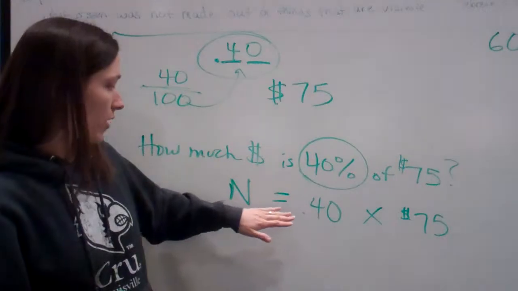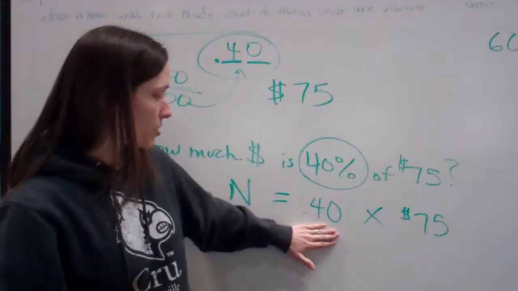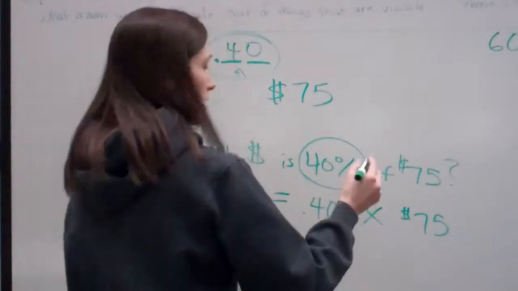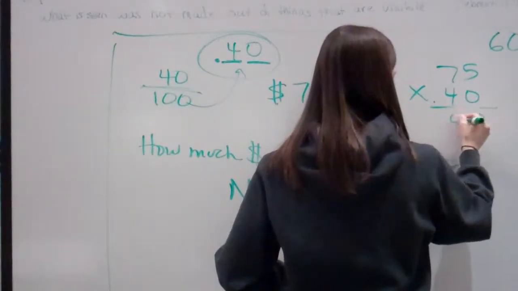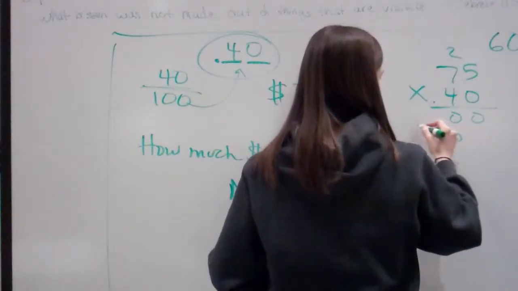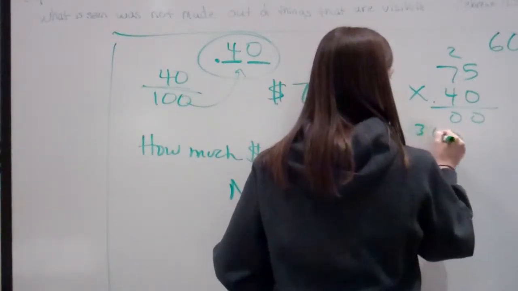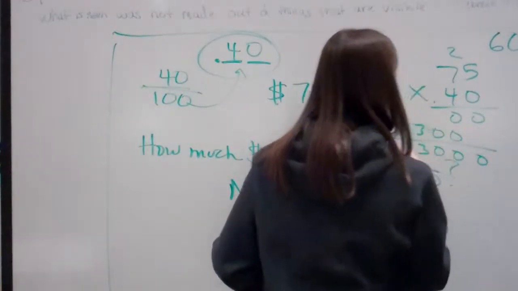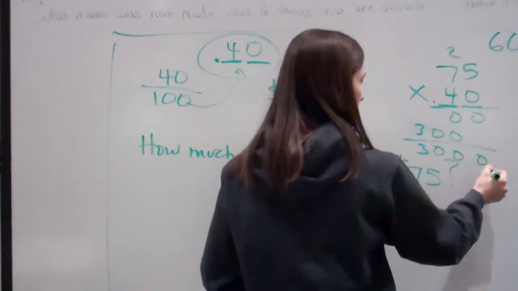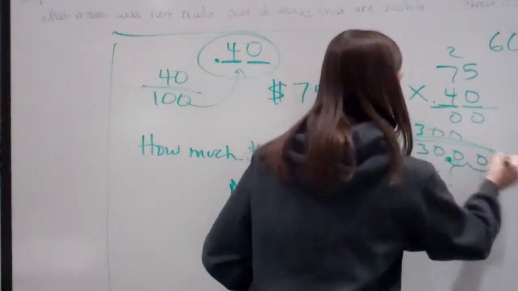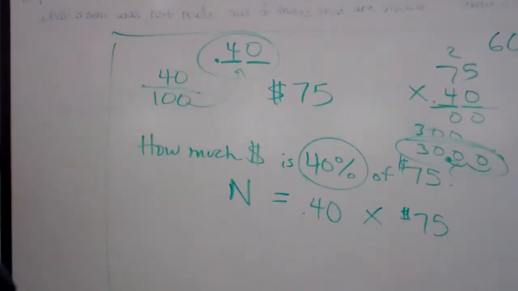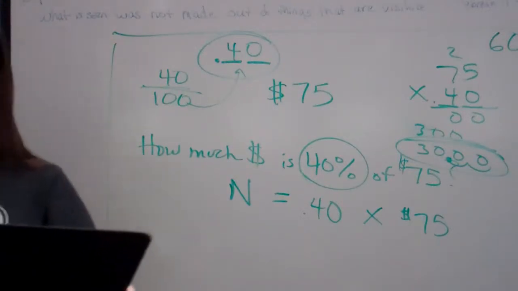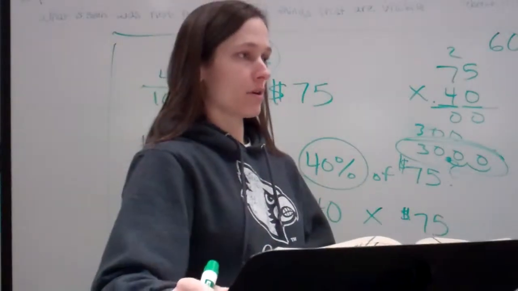What number, or how much money, equals 40% of $75? So I'm going to work that, 75 times 40, and I end up getting, did everybody else get the same thing I did? Yes. My answer is $30.